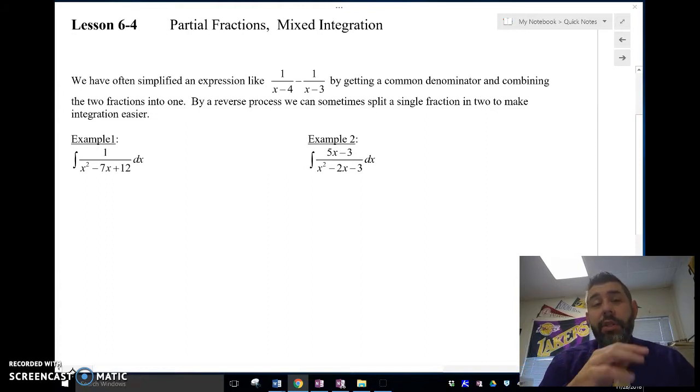Here's a couple of things that you need to know before deciding whether or not to use partial fractions.